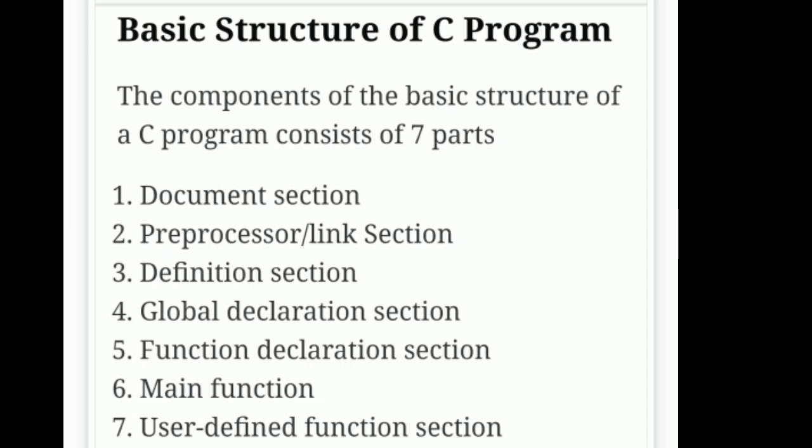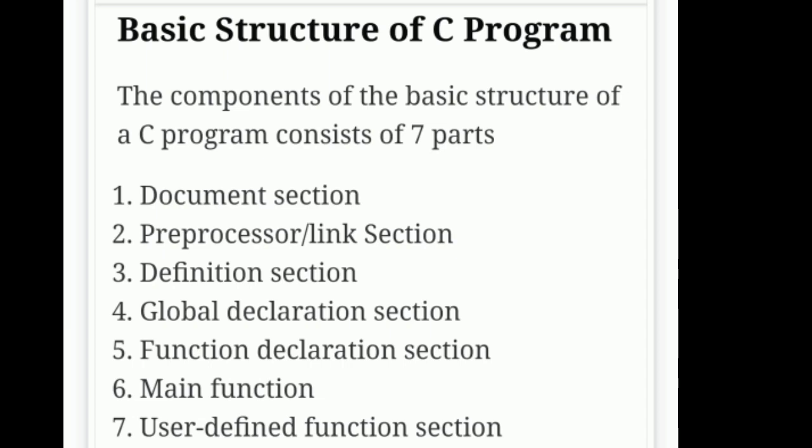The fourth one is the declaration section. The declaration section is used to define the global variables to be used in the program. That means you can use these variables throughout the program. By global declaration of variables, you can use them throughout the execution of the program.